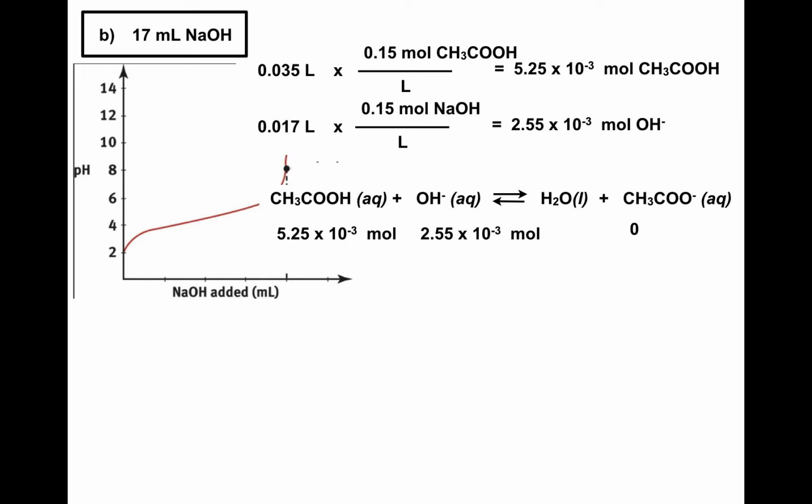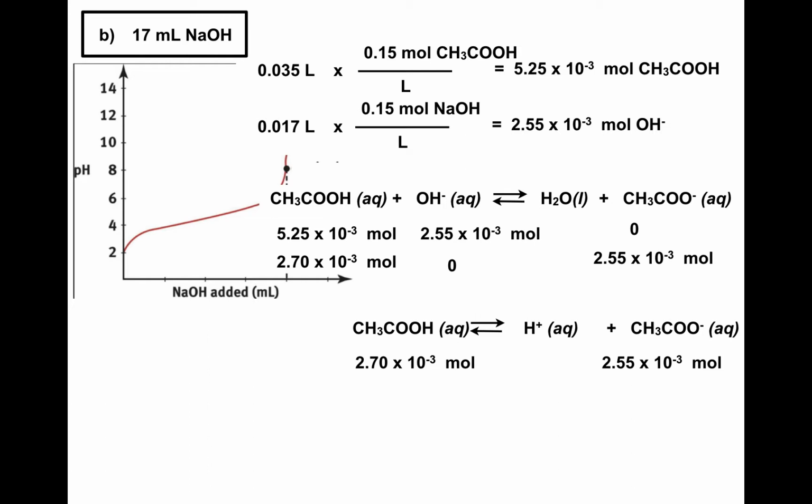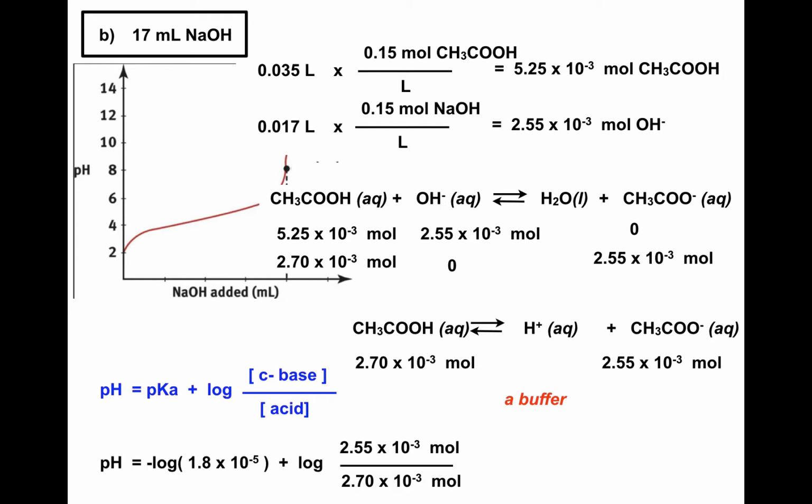So 2.55 times 10 to the minus 3 moles of hydroxide burns up that amount of acetic acid. And I'm left with this amount of moles of acetic acid and this amount of moles of conjugate base in the solution. This is a buffer. All right, so I can take moles of acetic acid, moles of acetate, plug into the Henderson-Hasselbalch equation, along with the negative log of the Ka value, and solve for what the pH is. So before the equivalence point, we're dealing with a buffer.